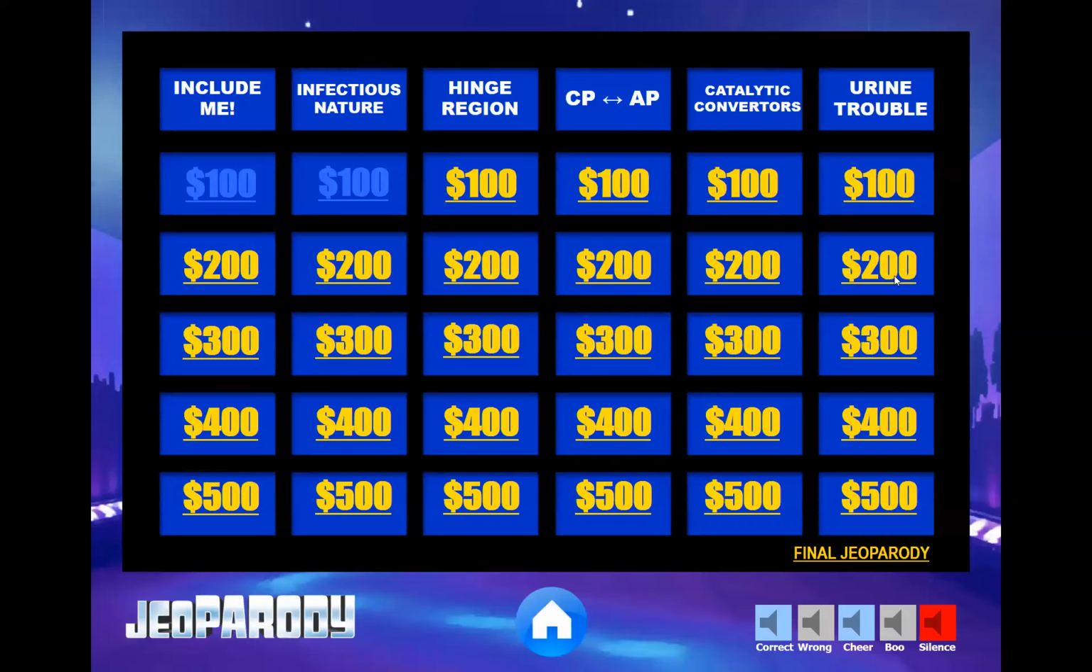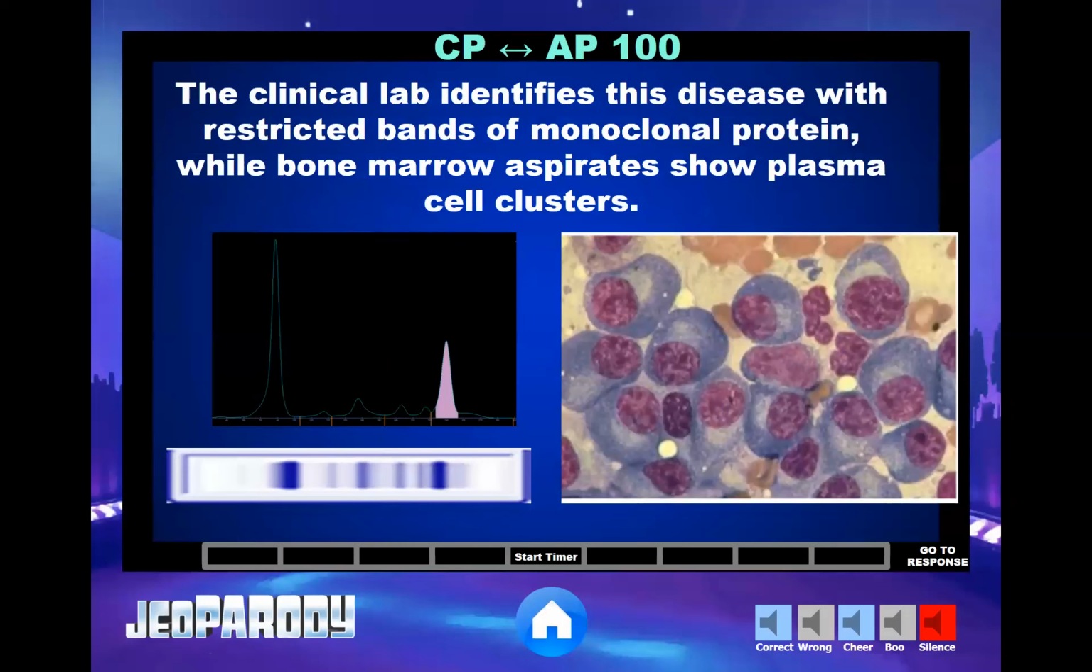Let's see what's happening in this category. This answer is: the clinical lab identifies this disease with restricted bands of monoclonal protein, while bone marrow aspirates show plasma cell clusters. Plasma cell clusters.